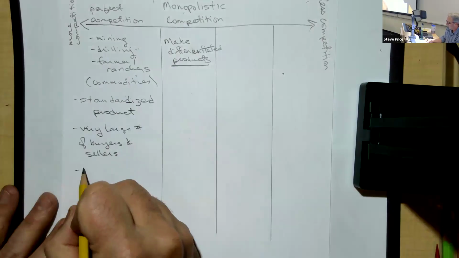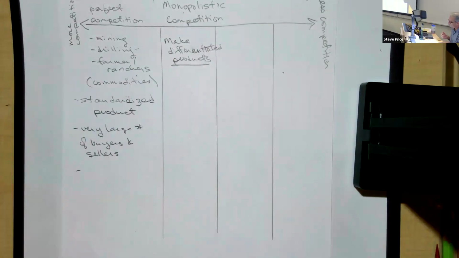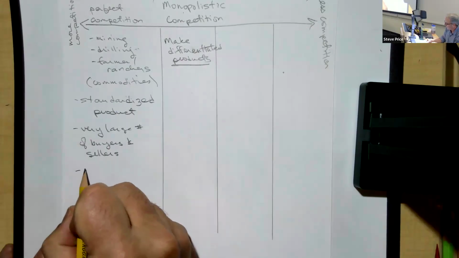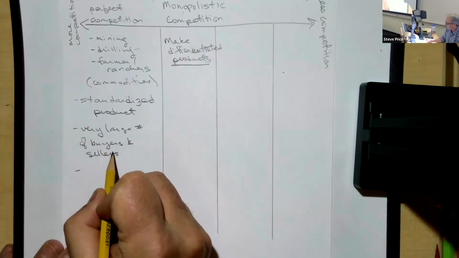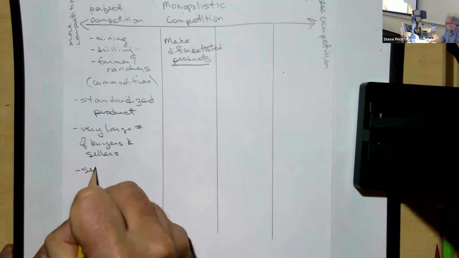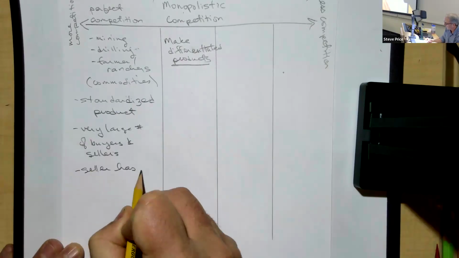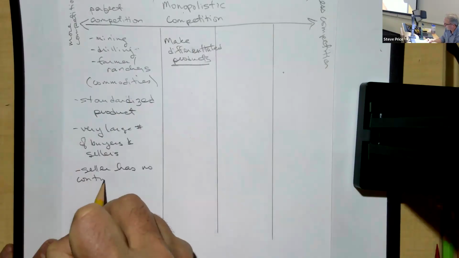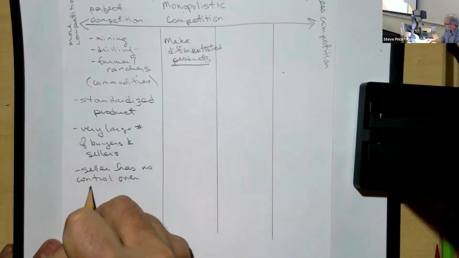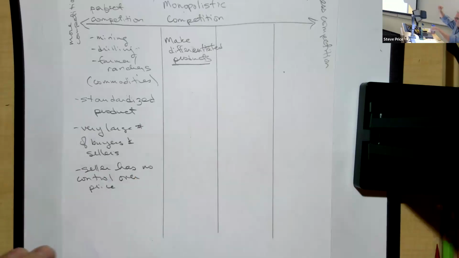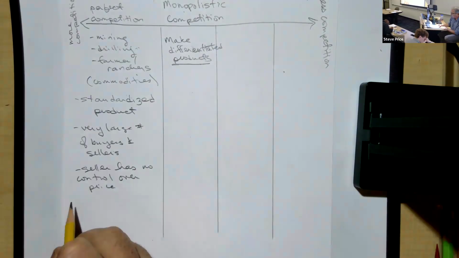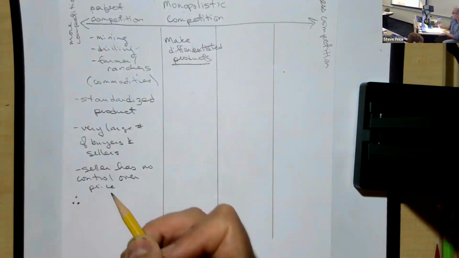Next thing here, what do I want to say? Because there are a very large number of buyers and sellers, the seller has no control over the price. Again, this is the importance of reading chapter 8 next after you've gone over this, so you can get another way of looking at these things.